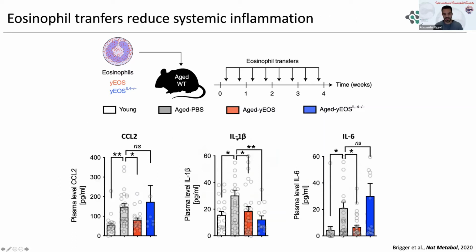So again, CCL2, IL-1 beta, and IL-6 were significantly down in the eosinophil-treated mice. And this was IL-4 dependent, again, for CCL2 and IL-6, but not so much for IL-1 beta.